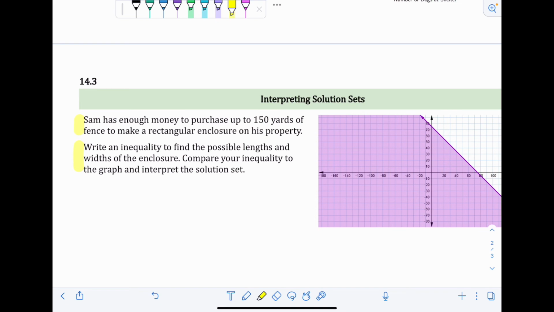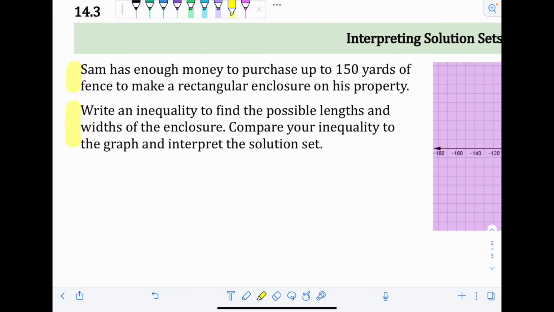So we don't need the graph yet. I'm going to go ahead and zoom in so we're not focused on it. We just need to start with writing the inequality. So going back to the beginning of the problem, it says that Sam has enough money to purchase up to 150 yards, and he's trying to build a fence to make a rectangular enclosure on his property. So let's draw a picture.